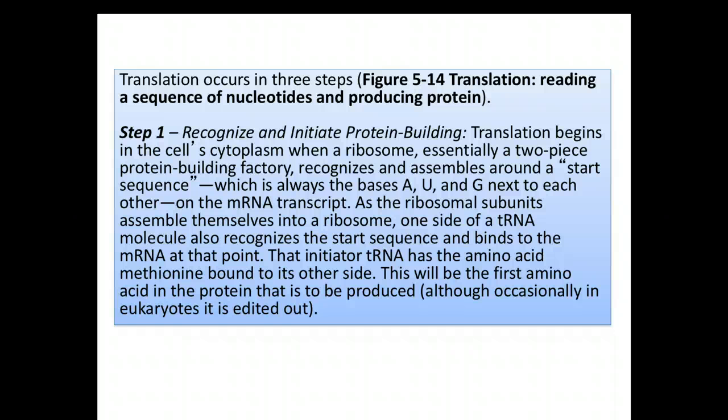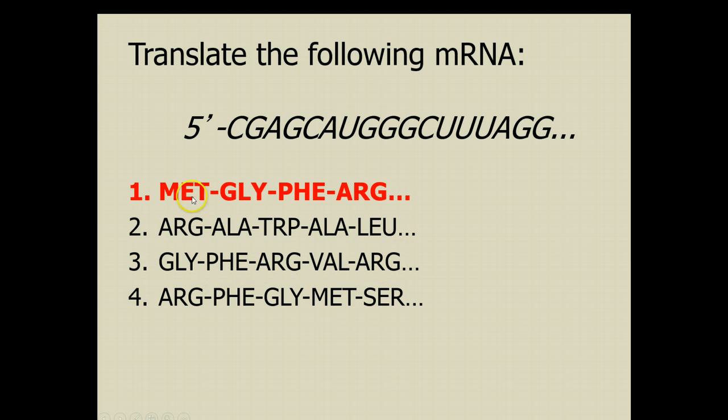So as the ribosome subunits assemble themselves into a ribosome, one side of the transfer RNA recognizes a start sequence and binds that messenger RNA at that point. That initiator transfer RNA has the amino acid methionine bound to its other side. This will be the first amino acid in the protein to be produced. So if we look here, the only one that has the first as a methionine would be number 1. So you would know right away, if you had the lookup table, which one was the methionine.